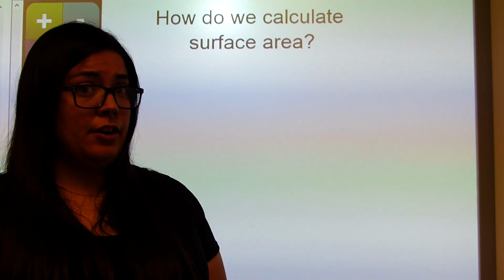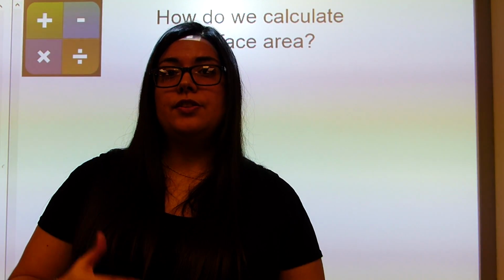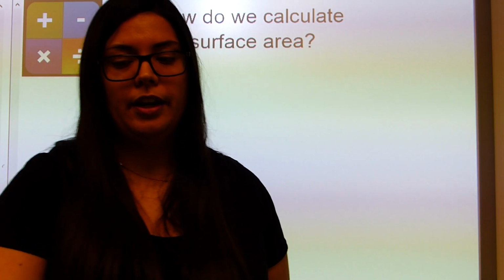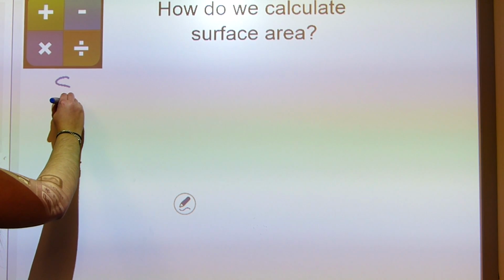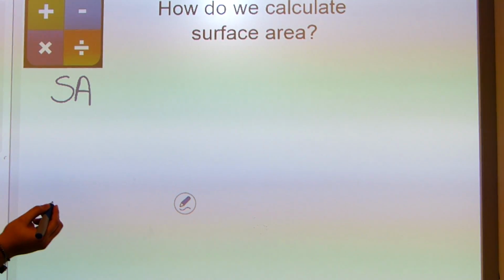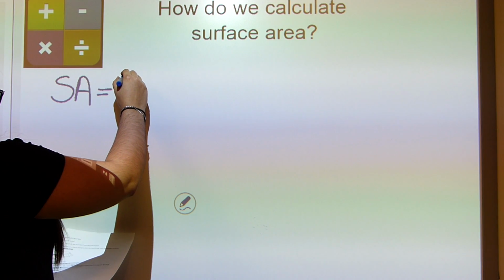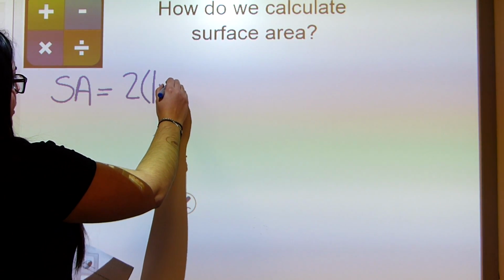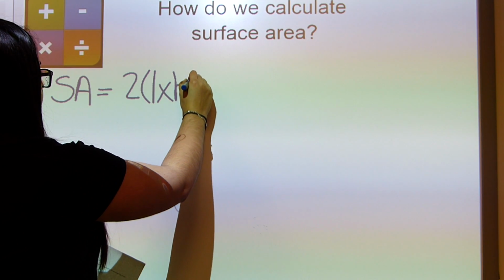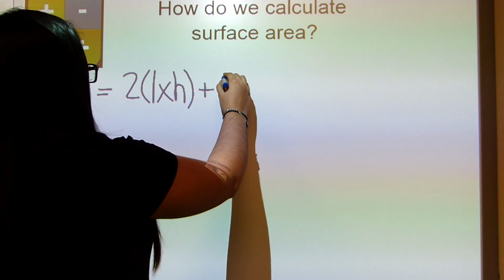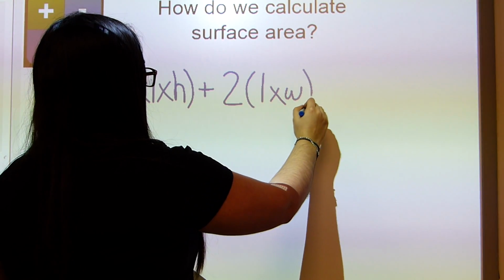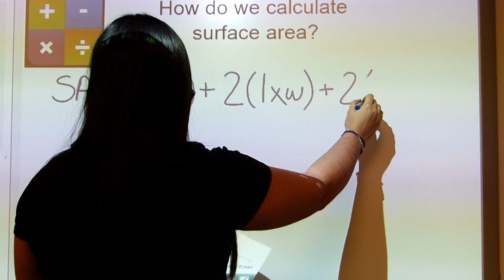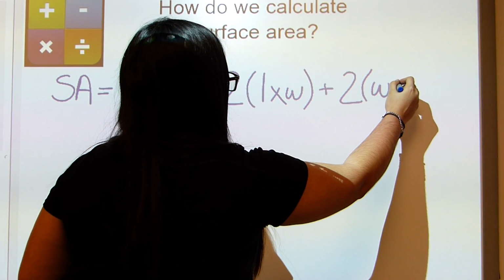So how do we calculate surface area? Surface area, just like area, has a formula that you can actually substitute your numbers into. Okay, so we're going to write down the formula right now. So SA, surface area, is equal to 2 times length times height plus 2 times length times width plus 2 times width times height.